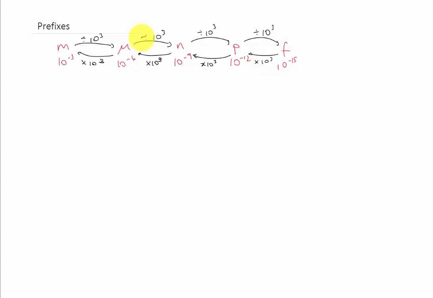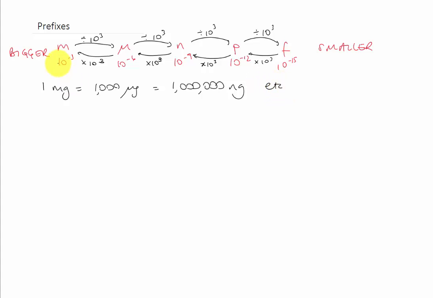Okay, so what does that mean? So that tells us, so this is bigger, and this is smaller. So 1 milligram comprises 1,000 micrograms, or 1,000,000 nanograms, etc. Because a milligram is 1,000 times bigger than a microgram. Okay, so I just want to really press that point home. This should be in your minds.